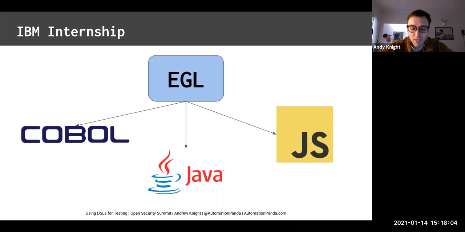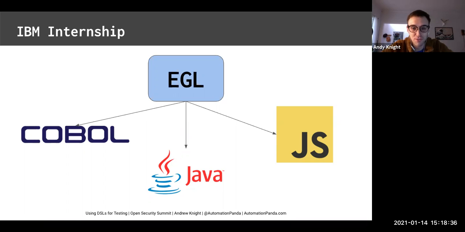But EGL would not run on its own. What would happen is the Rational Business Developer tool would take your EGL code and compile it into either COBOL, Java, or JavaScript. So it was essentially a translation. You could write your programs in EGL and then deploy them to multiple platforms, whether that was a mainframe platform with COBOL, a distributed platform with Java, or a web platform with JavaScript.